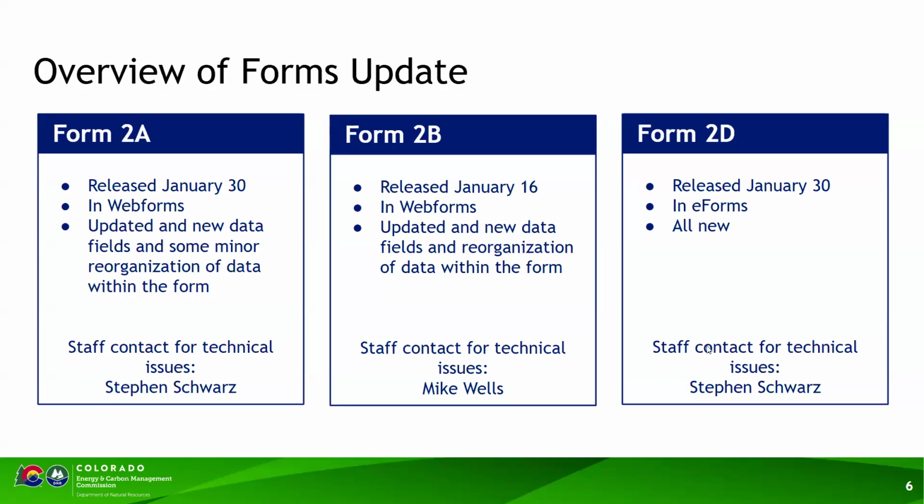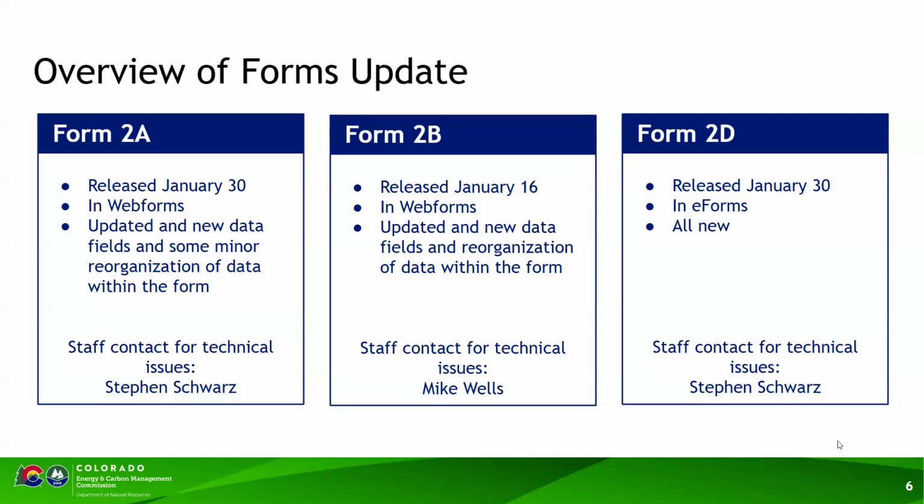These are the sort of technical form-related questions that we're looking for these staff contacts on this slide. The Form 2B was released January 16th. This is also in web forms. This was significantly updated with new data fields and reorganization due to the Cumulative Impacts and Enhanced Systems of Practices rulemaking. And the staff contact for technical issues for this one will be my colleague in the Cumulative Impacts and Energy Transition Unit, Mike Wells.